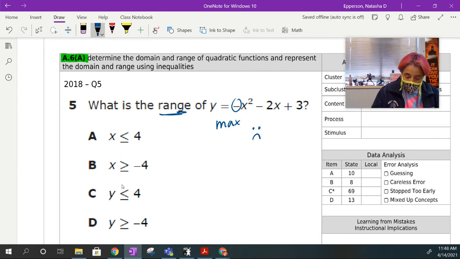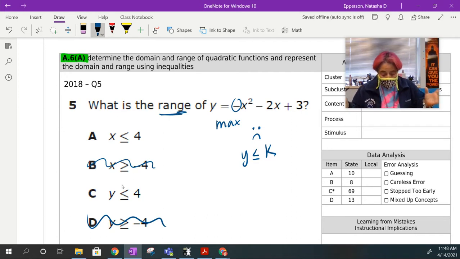So I'm going to eliminate all my answer choices that have that, so that means y is going to be less than or equal to whatever our vertex value, whatever k is. So y is going to be less than or equal to k. So that's going to eliminate B, and that's going to eliminate D. Now, actually, honestly, we don't even have to do any calculations because look at our answer choices.